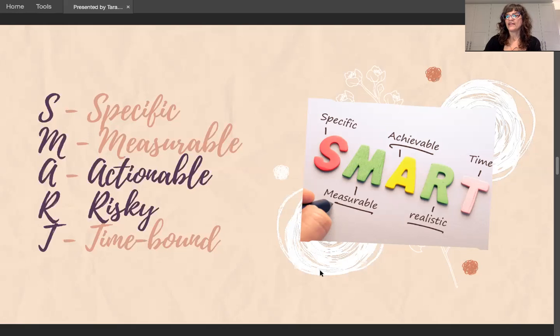The reason why I think she chose risky as opposed to realistic is that if we put ourselves in a position where we're taking some sort of a risk, and if we're trying to be realistic, we may not get to the place we truly want to be. Sometimes your goals need to be a bit of a stretch.